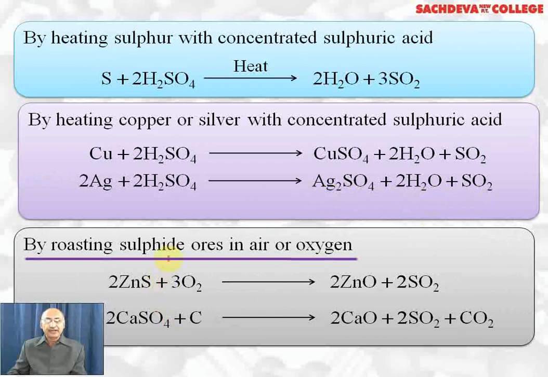By roasting of sulfide ores, zinc blende if roasted in the presence of oxygen, we get zinc oxide plus sulfur dioxide. In this reaction, we are reducing calcium sulfate with carbon. We will get calcium oxide plus sulfur dioxide plus carbon dioxide.